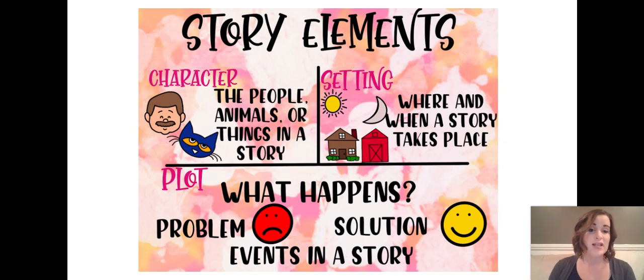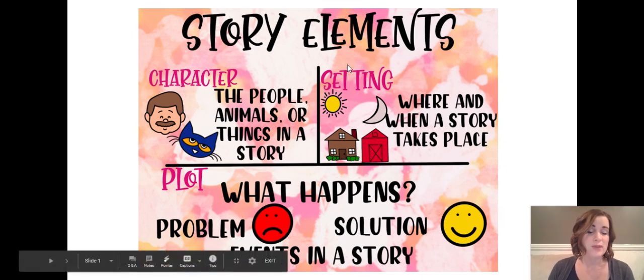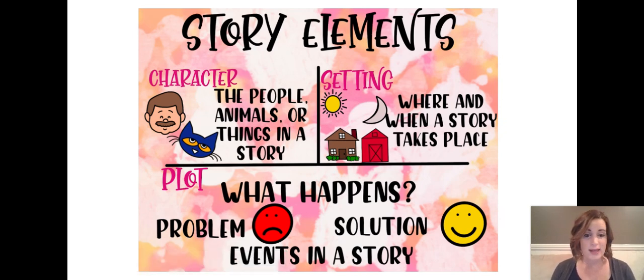The setting is where and when a story takes place. And the plot is what happens in the story, so the events that happen in order. Normally in a plot, there is a problem and there is a solution. The problem is something that went wrong, and the solution is how the problem got fixed.